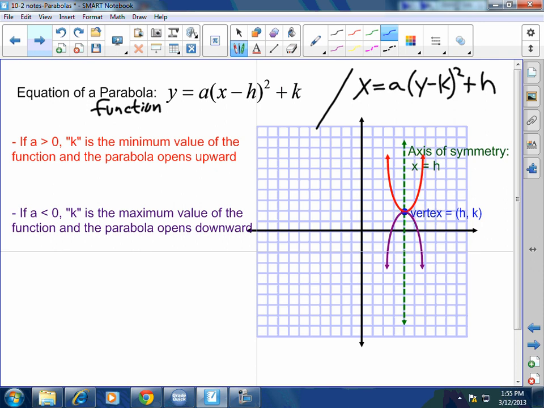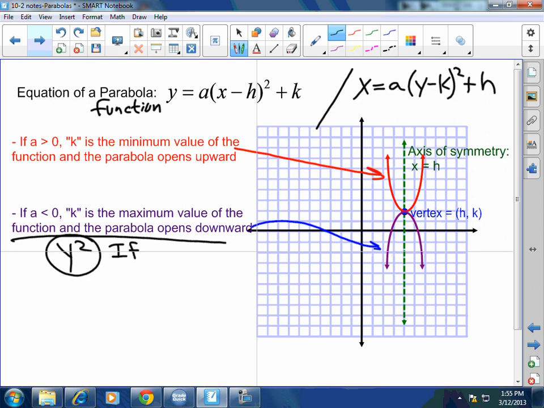If in the function form, a is greater than 0, we know that it's going to be pointing up, like the red letters correspond to the red graph. If a is less than 0, if it's negative, then it's going to be pointing down like the purple. Okay? For the non-function one, when y is squared, if a is less than 0, it's going to open up to the left.